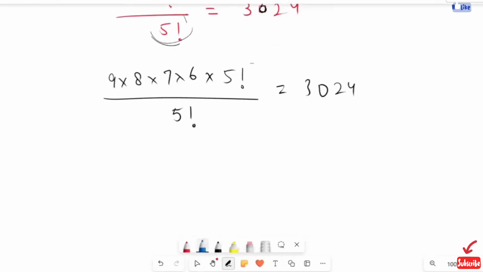So here this and this get cancelled. The remaining we have is 9 times 8 times 7 times 6 is equal to 3024. And as we multiply 9 times 8 times 7 times 6, we get 3024 is equal to 3024. So the left hand side is equal to the right hand side. So the value of n we found is absolutely correct.